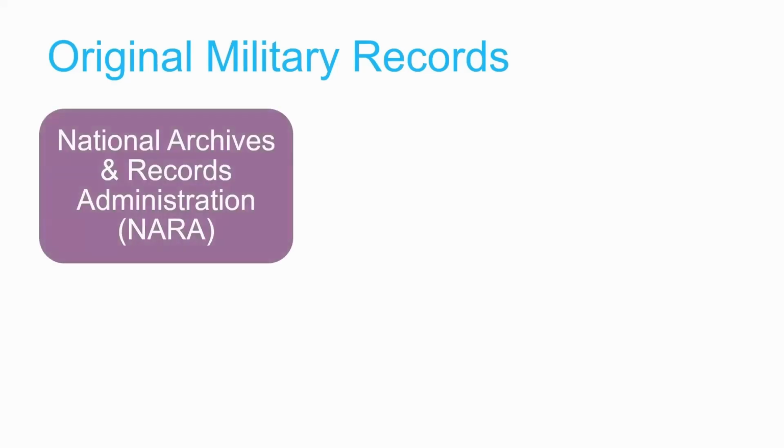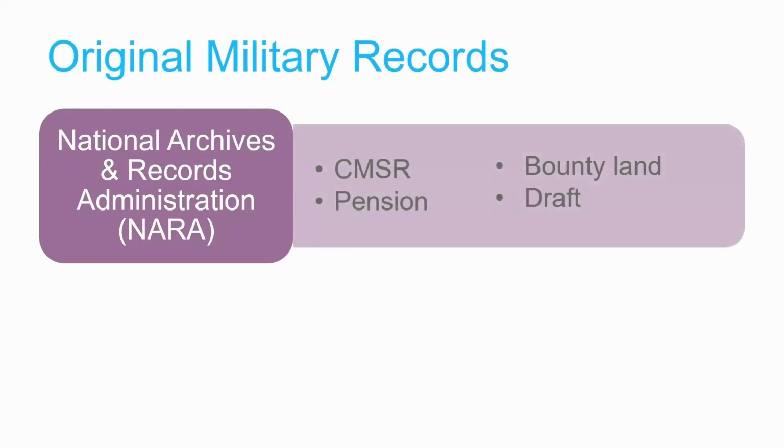Now let's talk about how you can find some of these. First, I want to know where the originals are held. First, we have the National Archives, also known as NARA, and this is located in Washington, D.C., and they have administration that holds CMSRs, pensions, bounty land, and draft records up until 1916.